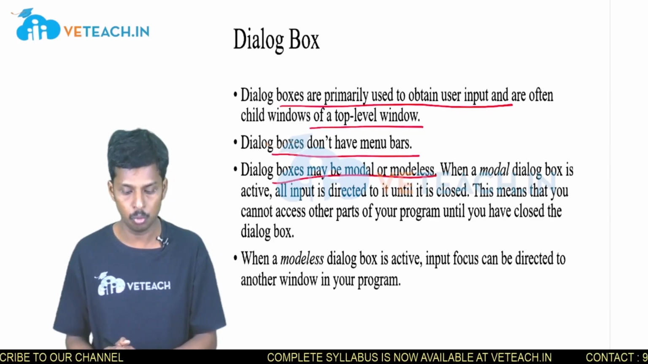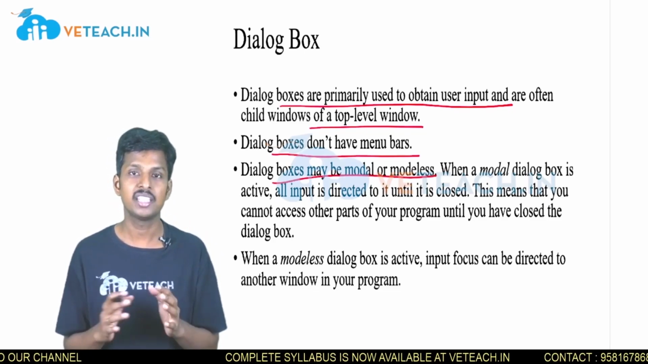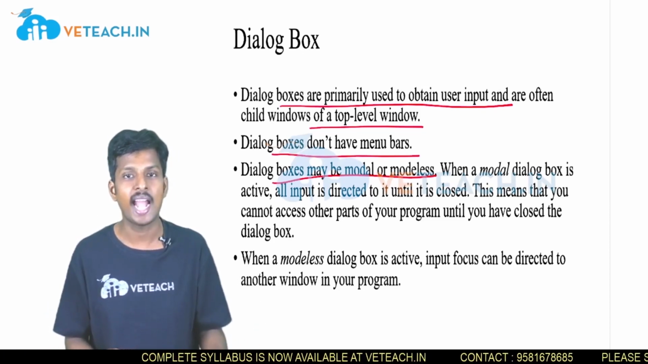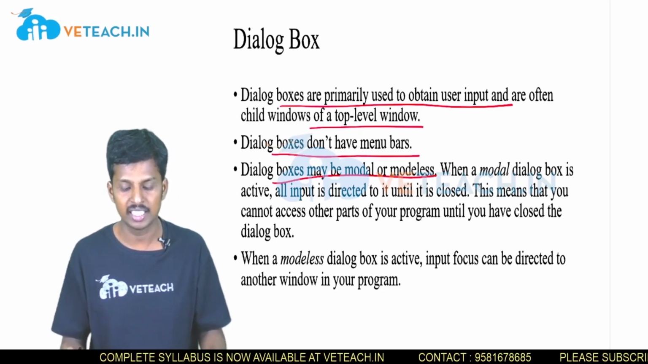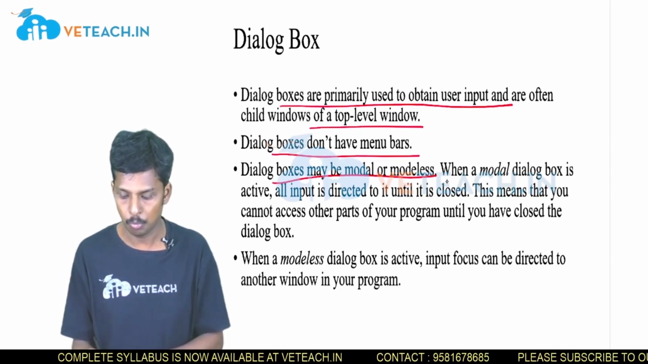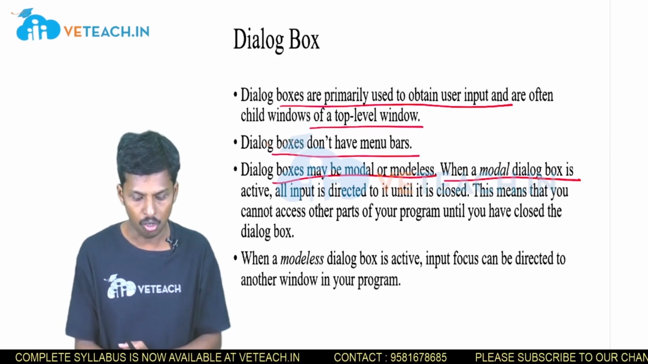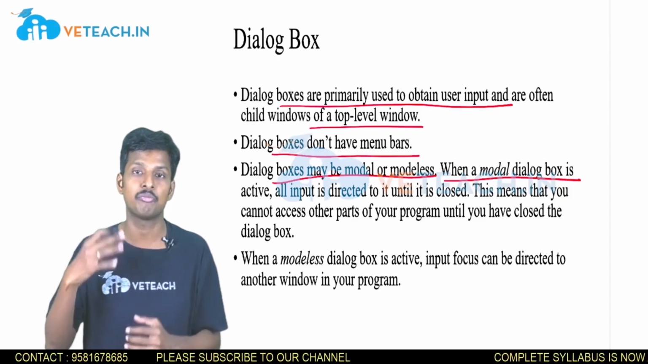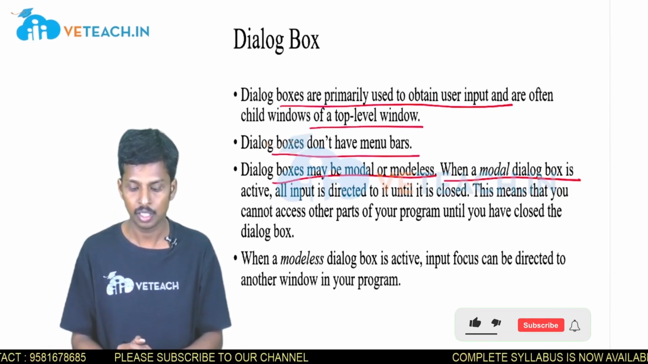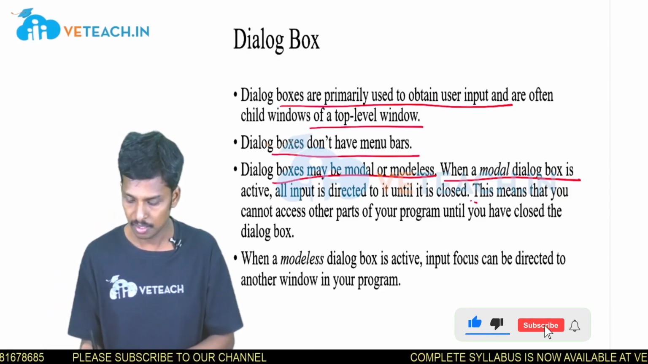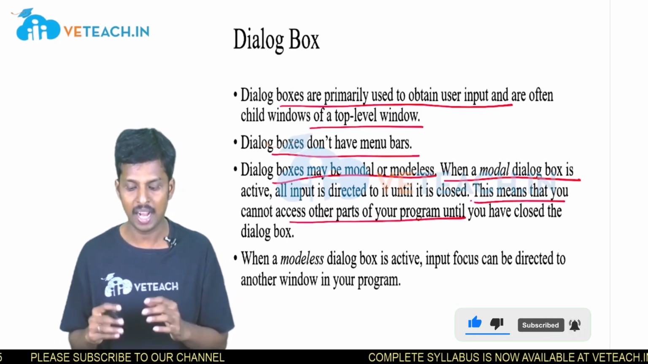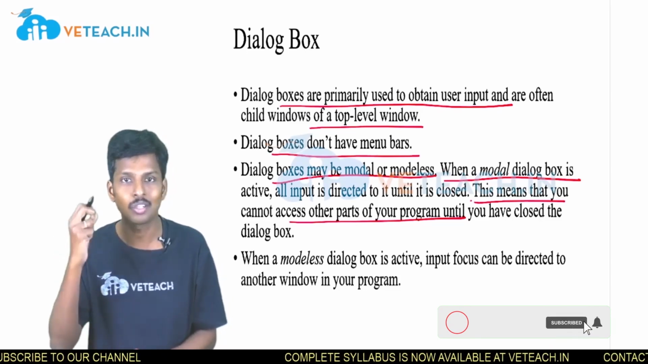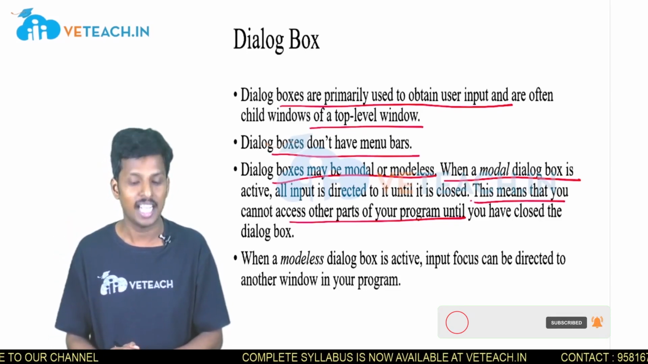Dialog boxes can be modal or modeless, meaning we can change from one window to another window, or we cannot change from one window to another window. That's why we call them either modal or modeless. When a modal dialog box is active, all the input is directed to it until it is closed. We cannot switch from one window to another if it is a modal dialog box. This means that you cannot access other parts of your program until the dialog box is closed. These are known as modal dialog boxes.